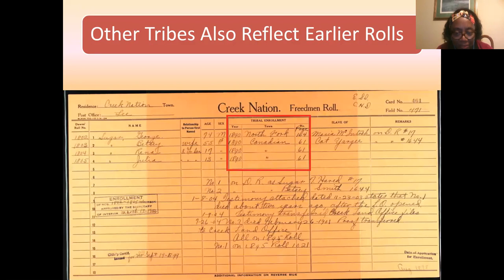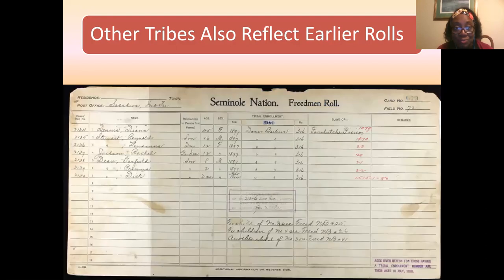Also, one more thing you'll see at the bottom, those notes in the middle where it says number 1 on DR as Sugar Harrod, number 17. That's referring to the Dunn roll. And the Dunn roll was recorded in 1867. So it's pointing you to a much earlier record.